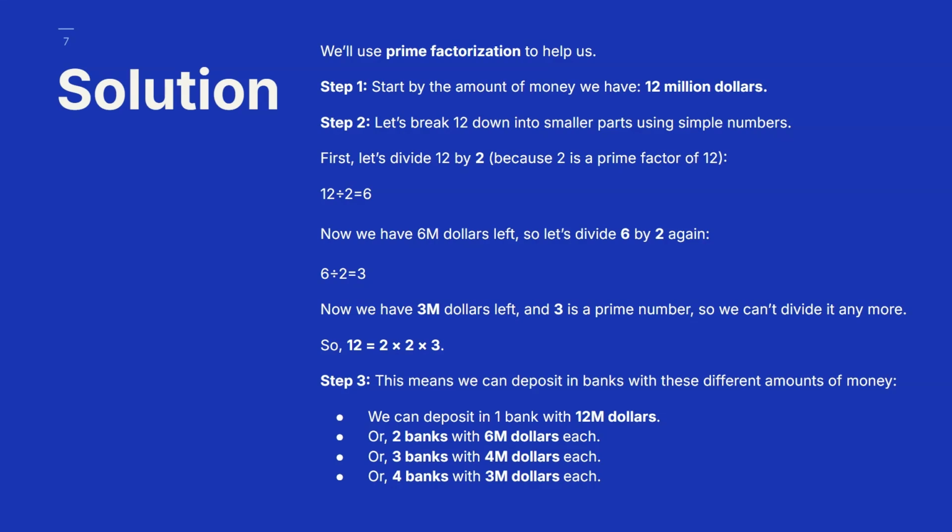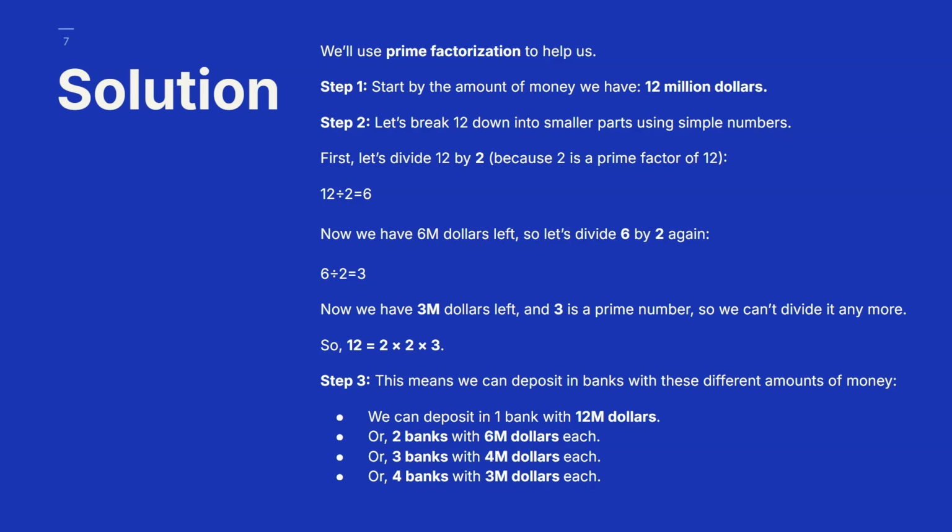Step 1. We would want to start by the amount of money we have, which is $12 million. Step number 2 would be to break 12 down into smaller parts using simple numbers. First, we can divide 12 by 2, because 2 is a prime factor of 12. 12 divided by 2 is 6.